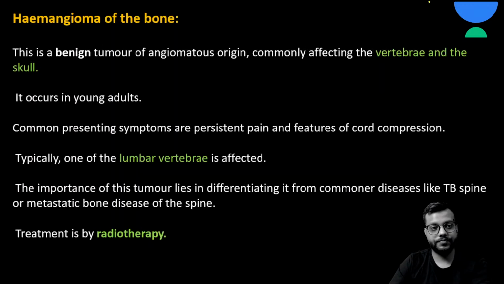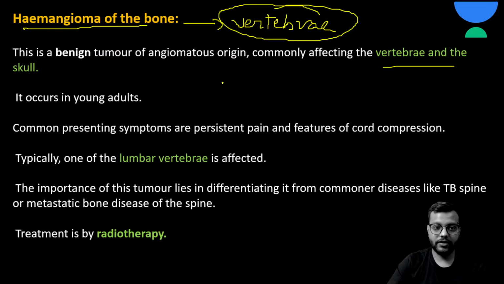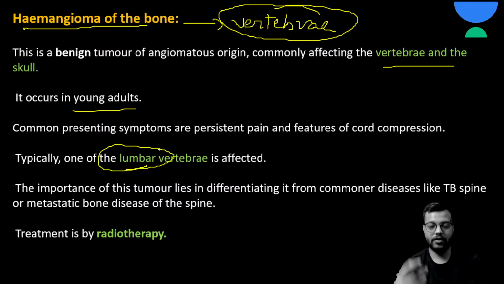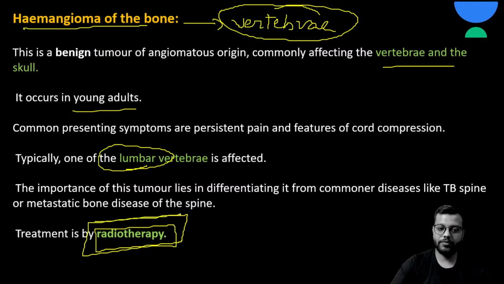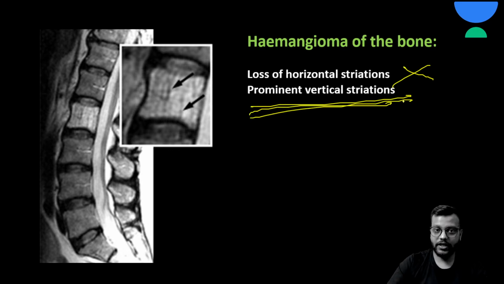Okay, so now next is the hemangioma of the bone and ye most commonly hota hai vertebral column mein, that is in the lumbar vertebrae, and the skull. Young adults mein sabse common hota hai and lumbar vertebra mein, and obviously vertebra mein koi bhi tumor hoga toh the feature will be the neurological complications due to the compression of the spinal cord. And vertebral column mein koi bhi bone ki pathology ho, the treatment of choice is radiotherapy. Okay, and the characteristic feature you get in MRI is that the horizontal striations will be absent and there will be more prominence of the vertical striations as you can see in the image.